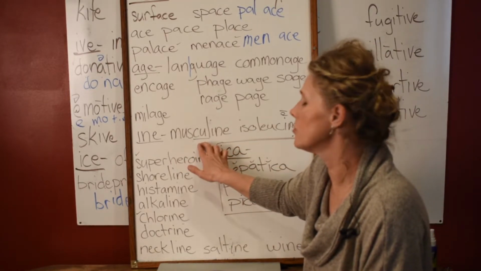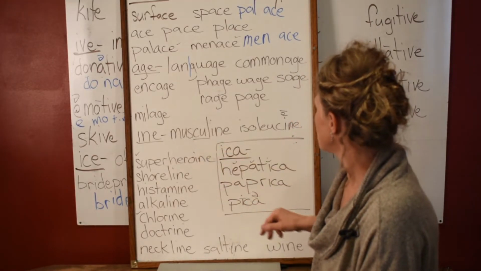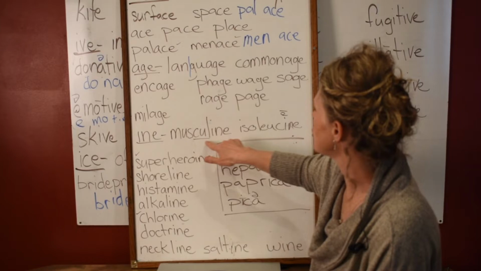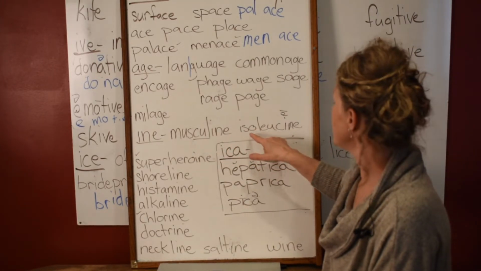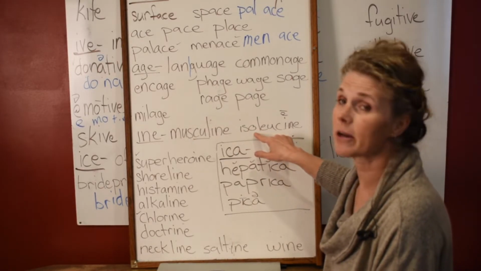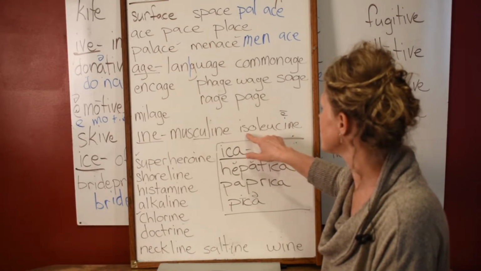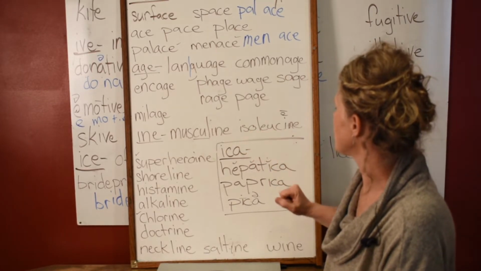M-U-S-Q-U-L-I-N-E. But Q-U is a digraph. So see here, musculin. Now right here's a really fun word. This you can identify right off the bat that this is a Greek word because right here is a Greek combining form, and iso means equal. And if you've really studied your math, you'll see that in your math.